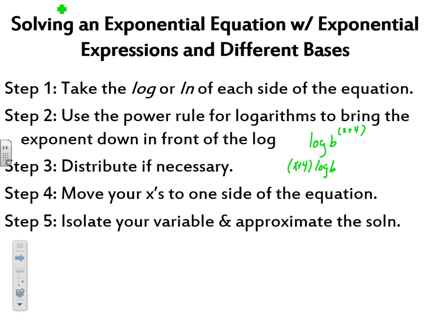Now, step 3 says distribute if necessary. Well, what that means is that I can take whatever number the b is and distribute it into the parentheses. So I have log of b multiplied to x, so that'll give me x times log of b plus 4 times log of b. That's kind of what it's talking about there when it says distribute if necessary.